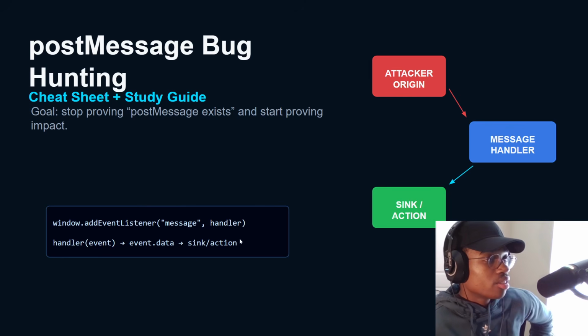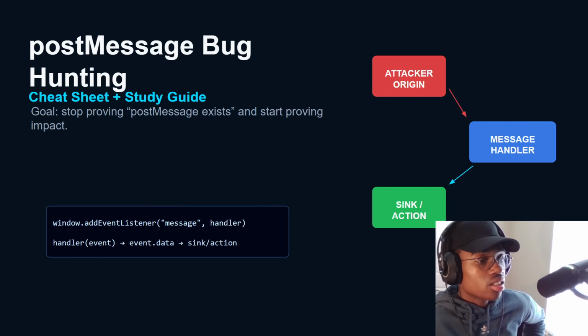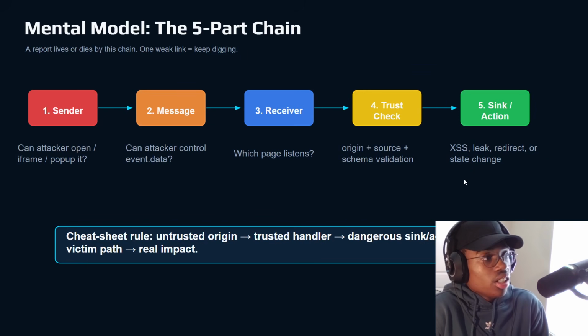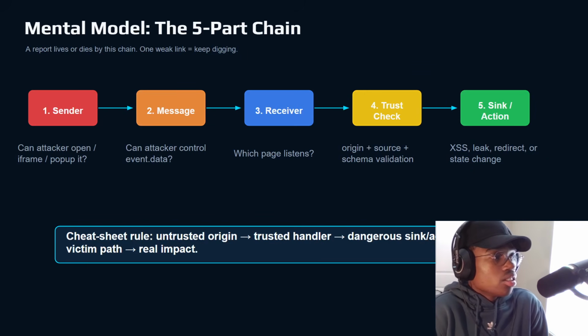So all right, we kind of already read this. Attacker origin, message handler, sink/action. So the mental model, the 5-part chain. A report lives or dies on this chain. One weak link, keep digging. Sender: can the attacker open, iframe, or pop it up? Message: can the attacker control event.data? Receiver: which page listens? Trust check: origin plus source plus schema validation. Sink/action: XSS, leak, redirect, or state change.